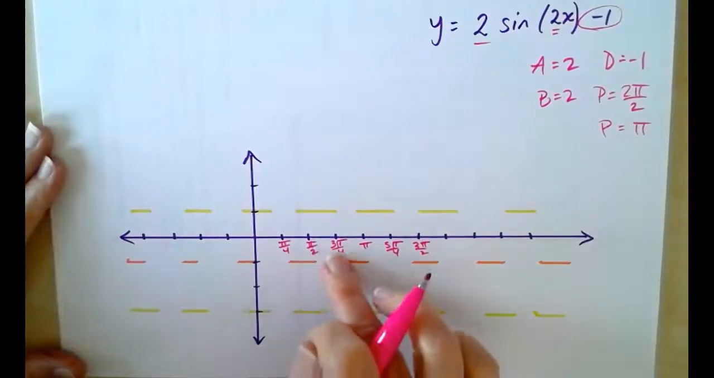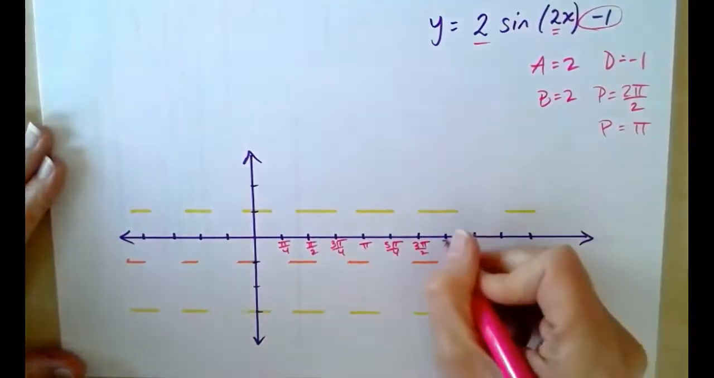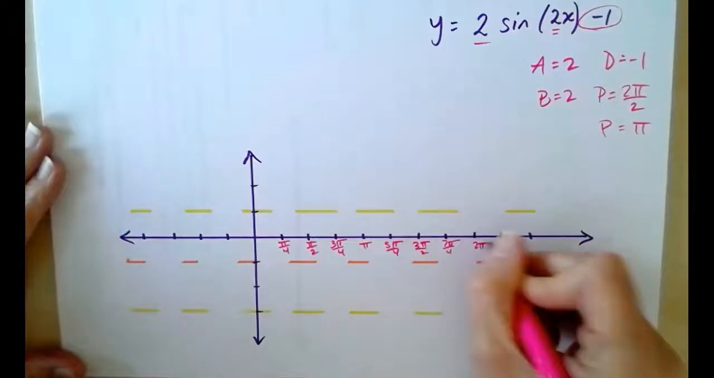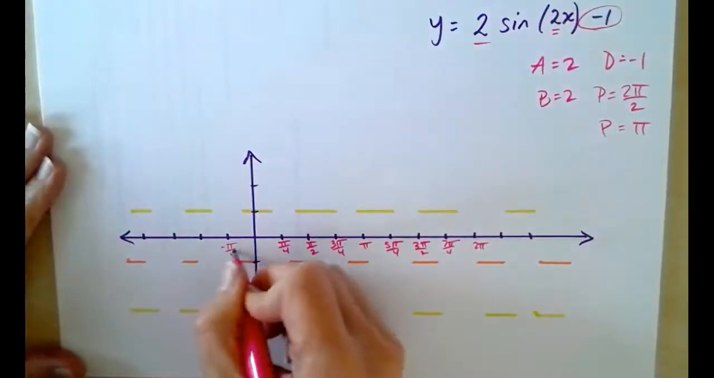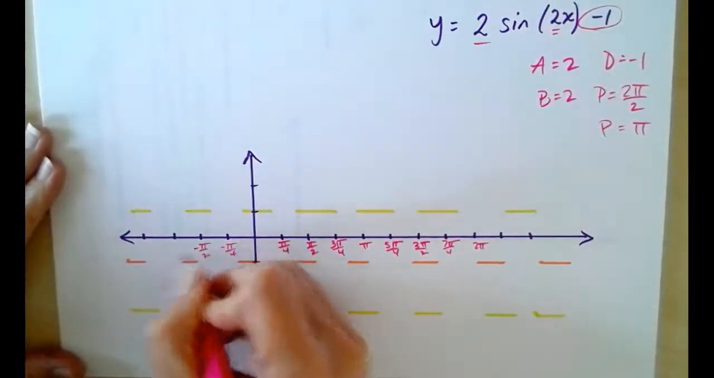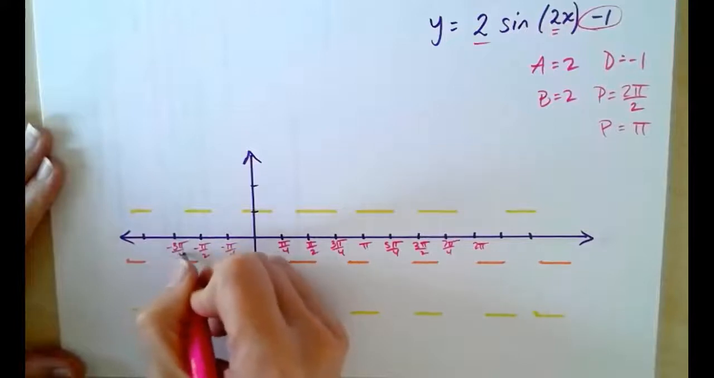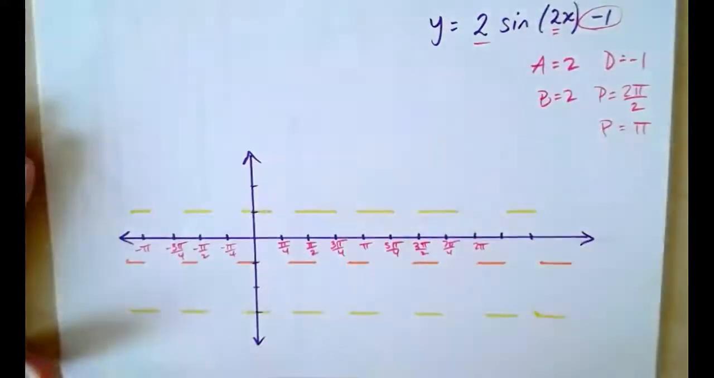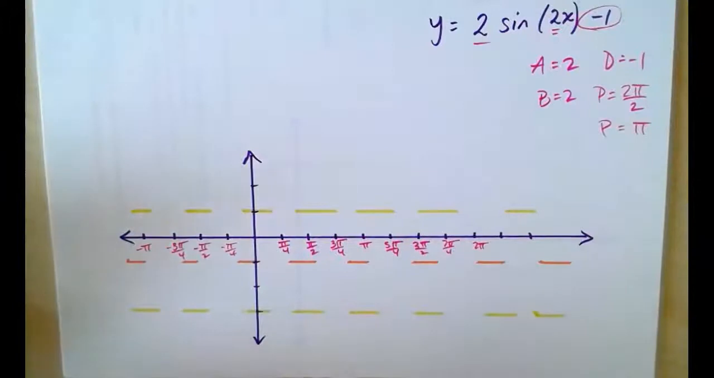One fourth, 2/4, 3/4, 4/4, 5/4, 6/4, 7/4, and 8/4. We can draw several periods if we're going in both directions here. So here we go. So again, this is the sine curve. Close your eyes, visualize the sine curve. The sine curve normally starts at the origin.